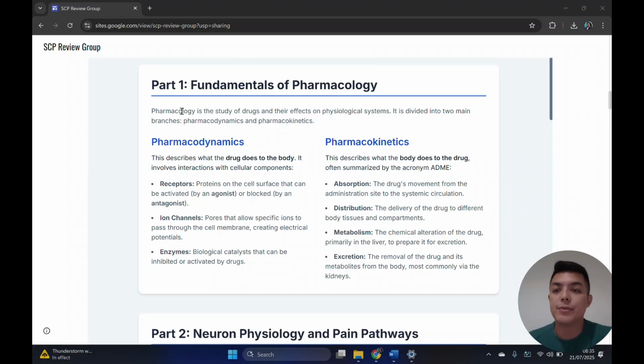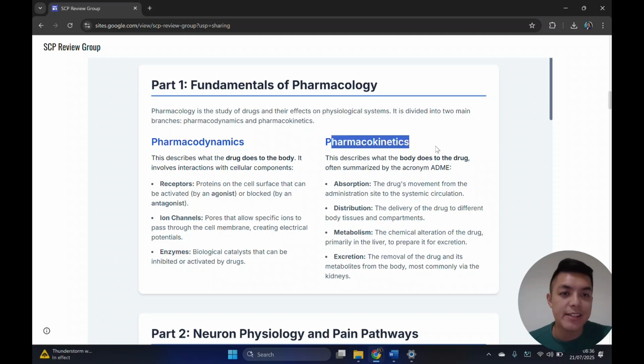First, let's discuss what pharmacology is. This is the study of drugs and their effects on physiological systems. A very important definition. It is divided into two main branches, pharmacodynamics and pharmacokinetics.